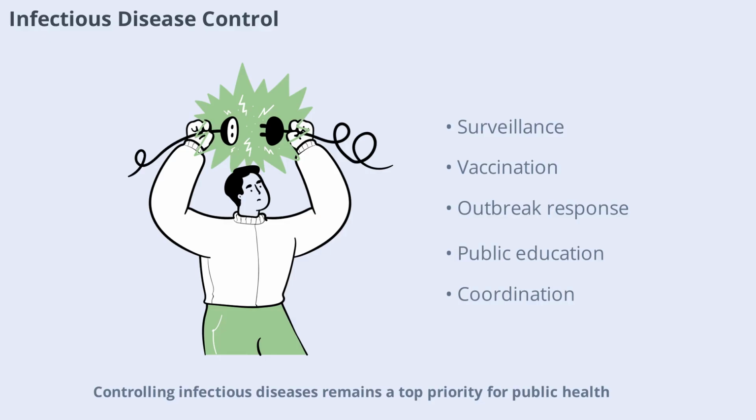Controlling infectious diseases remains a top priority for public health. This involves surveillance, vaccination, outbreak response, and public education. Rapid detection and response are crucial to stopping the spread of diseases like influenza, tuberculosis, and COVID-19. Public health agencies work with communities, healthcare providers, and governments to coordinate efforts and keep populations safe.